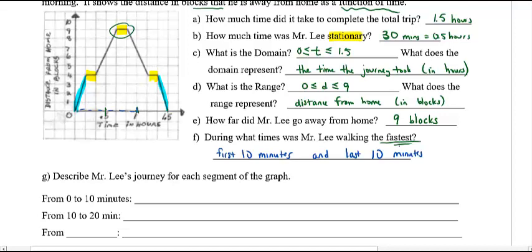So from 0 to 10 minutes, I went with my kids, Mr. Lee with the kids, to the park. And we were running pretty fast because my kids were excited, so we went to the park. And what happened at 10 to 20 minutes? Well, we started arriving at the park. We arrived at the park. And then what happened? Of course, the kids played.